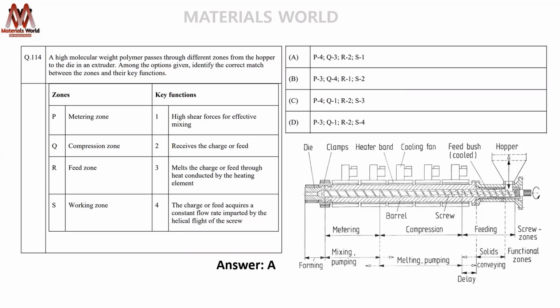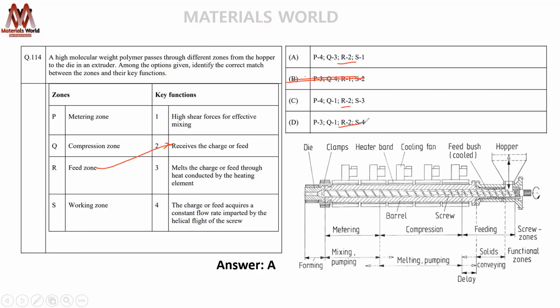So answer A. What is the question here? You want to match the metering zone, compression zone, feed zone, and working zone. By default, by seeing the feed zone, you know it receives the charge. R is 2. Anyway, this is not going to be your answer, but you see most of the options have R equals 2. R matches with 2.